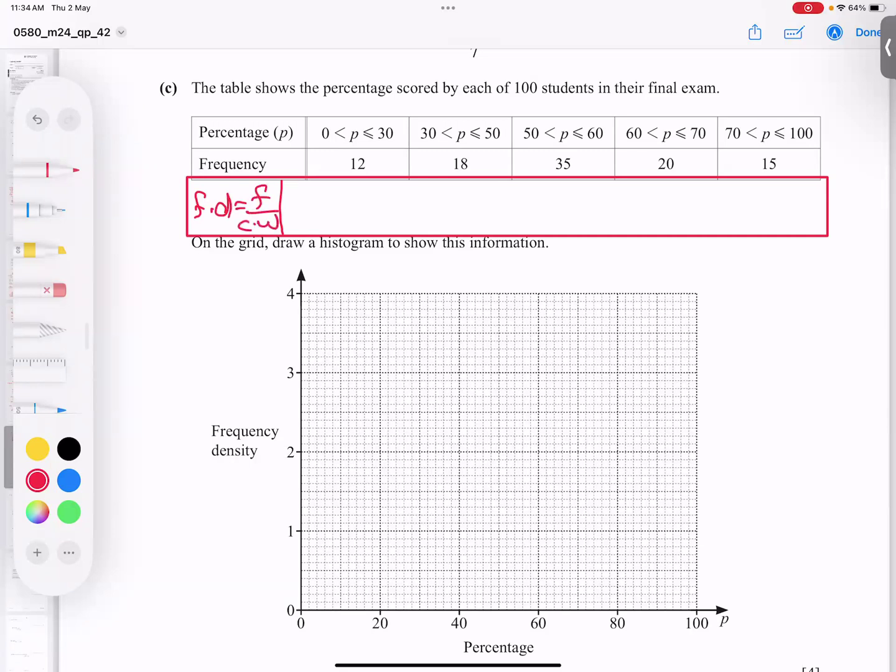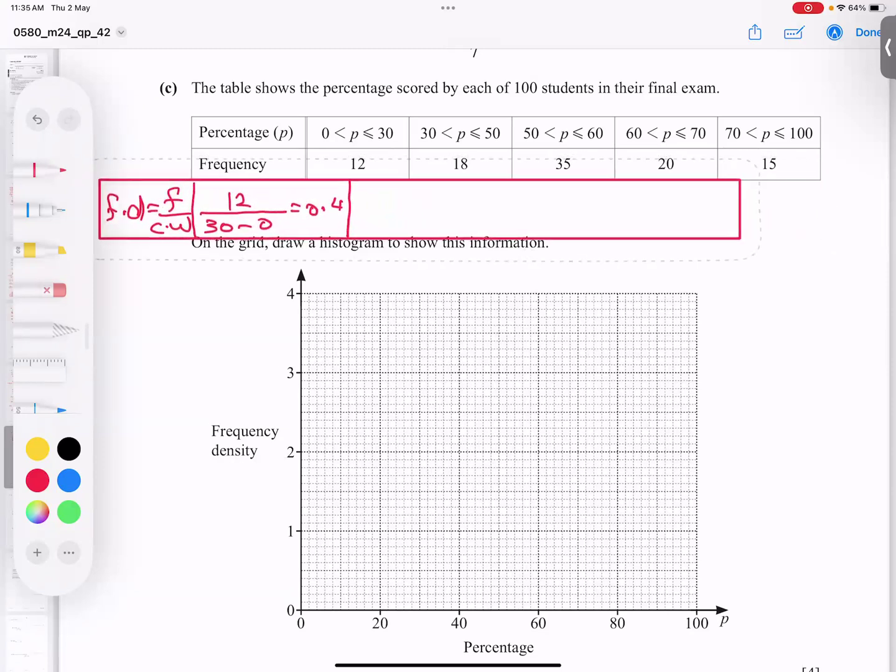Now, what is the class width formula? Class width is the difference of these numbers. I show you, the frequency for this column is 12 and the class width means 30 minus 0. If you type it in the calculator, it gives you 12 divided by 30, 0.4. So column number 1, I showed you in detail. The rest I may not show in detail.